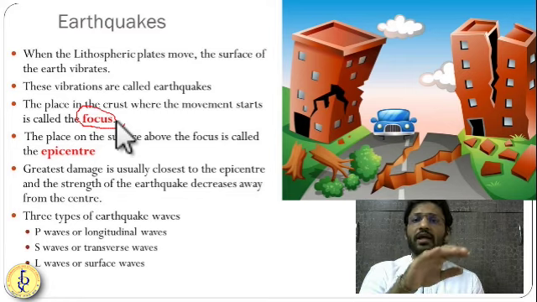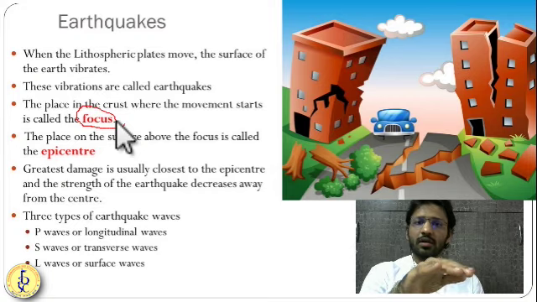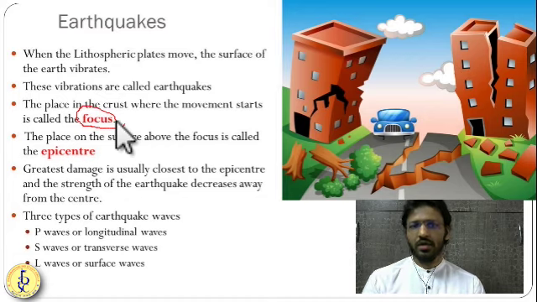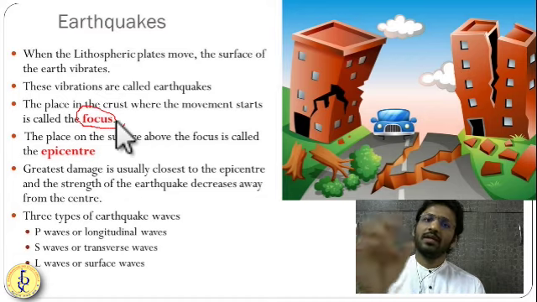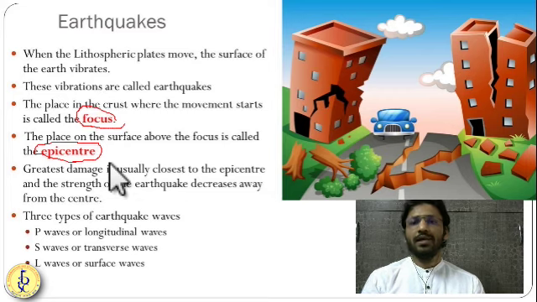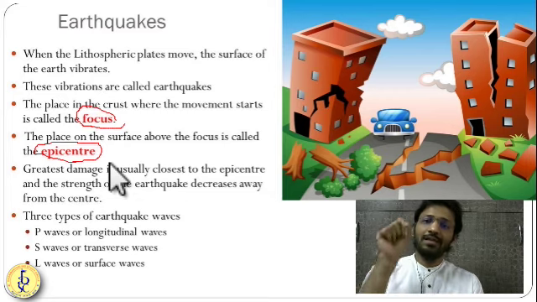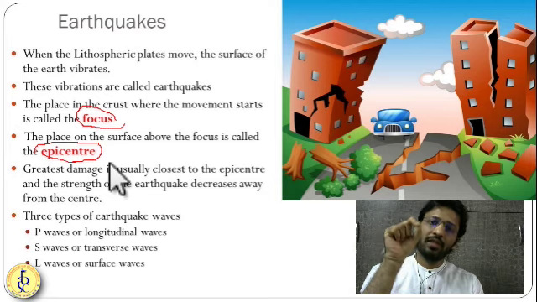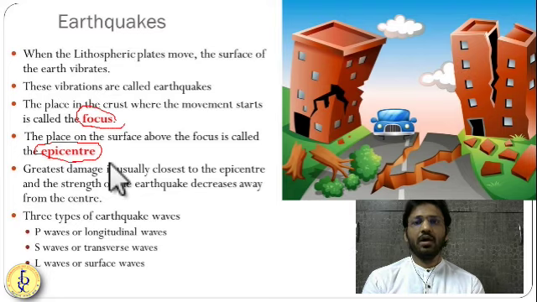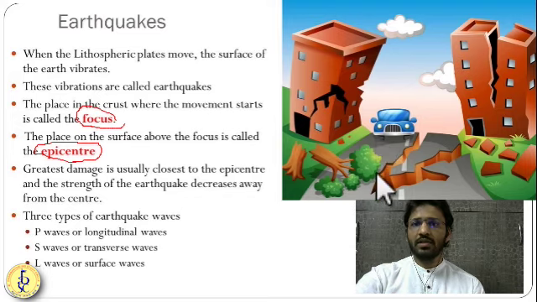Now, if you take a point on the surface of the earth just above the focus, the closest point you have taken, this closest point is known as the epicenter. So the closest point above the focus on the surface of the earth is known as the epicenter. So the epicenter is the first place where the earthquake waves will reach because it is closest on the surface. Getting it? Okay. So for example, this is the epicenter. Below that you have the focus.